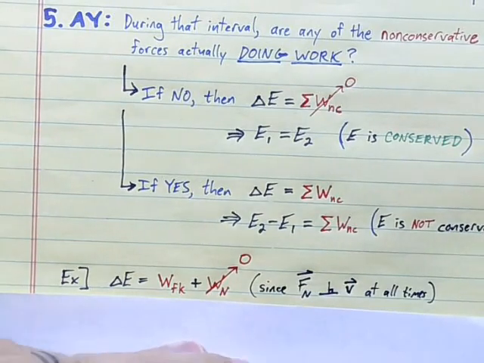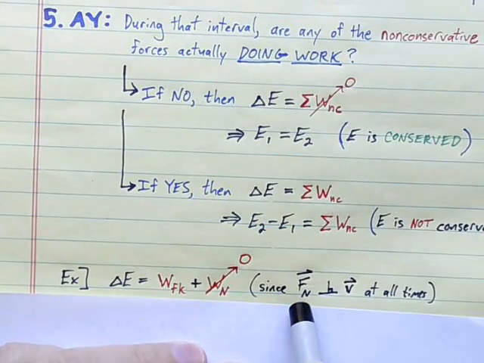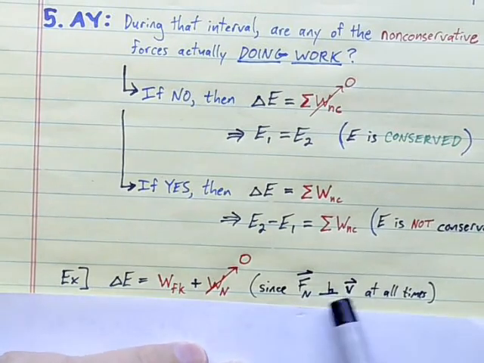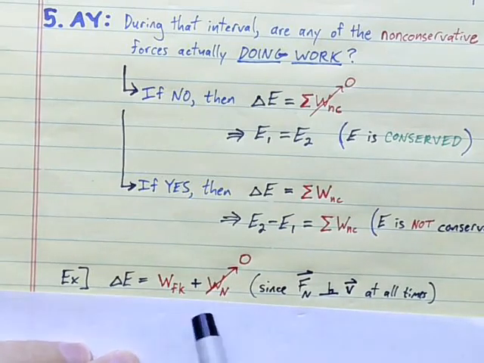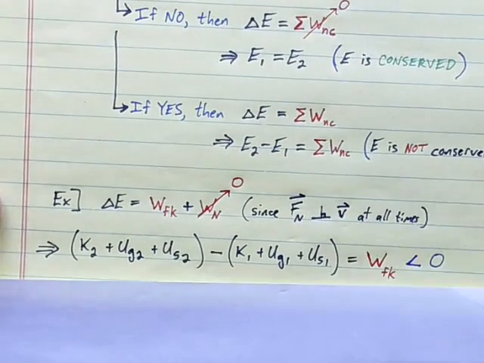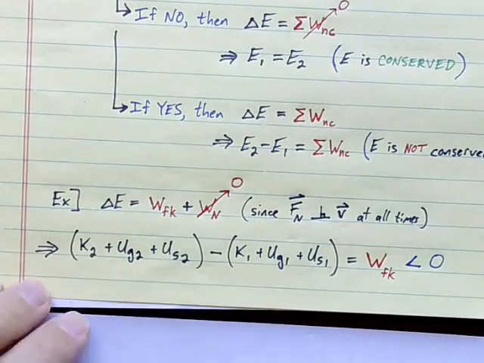Since the normal force is always perpendicular to the surface, and the velocity is always parallel to the surface, being a right angle between those, the normal force does not do any work. But that kinetic friction is going to be doing work. So our equation would be this.